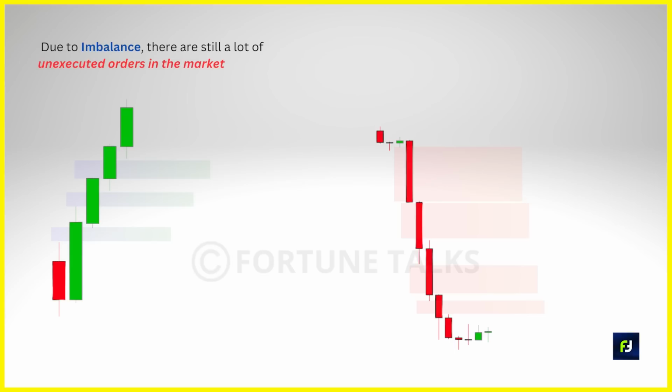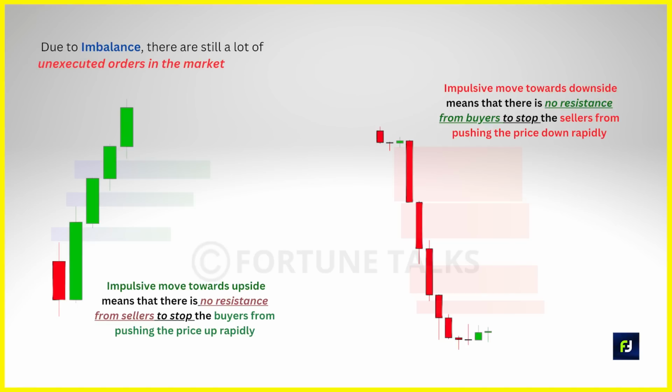Trading volume is tilted either towards the bid or ask side too quickly, so there are still a lot of unexecuted orders in the market. So if we have an impulsive move to the upside, it is because there are no sellers to absorb the buying pressure of the bulls. This means that there is no resistance from sellers to stop the buyers from pushing the price up rapidly. On the other hand, if we have an impulsive move to the downside, it means there are no buyers to absorb the selling pressure of the bears. This means that there is no resistance from buyers to stop the sellers from pushing the price down rapidly.